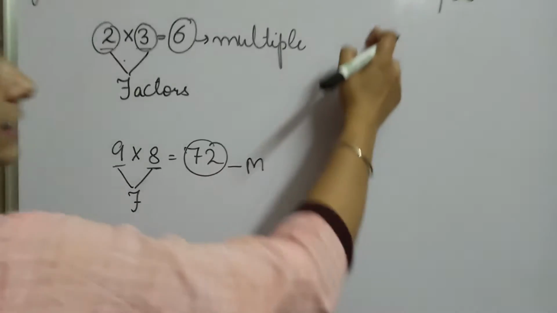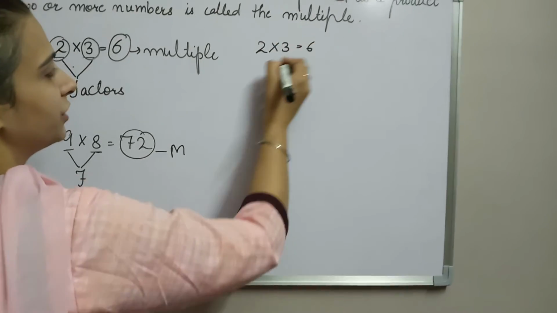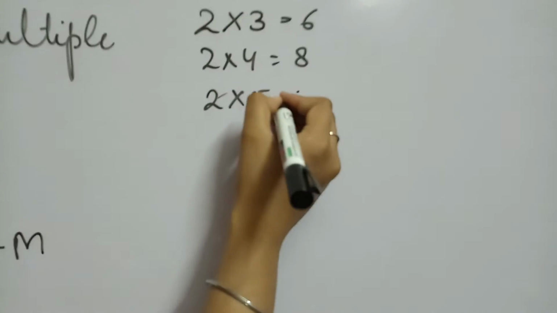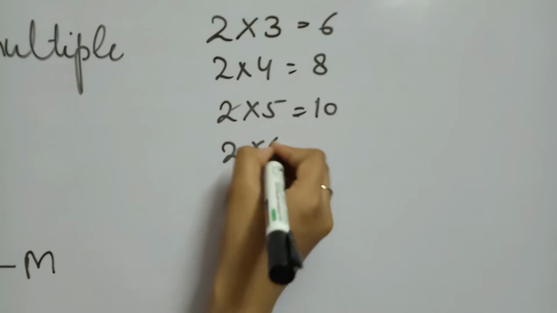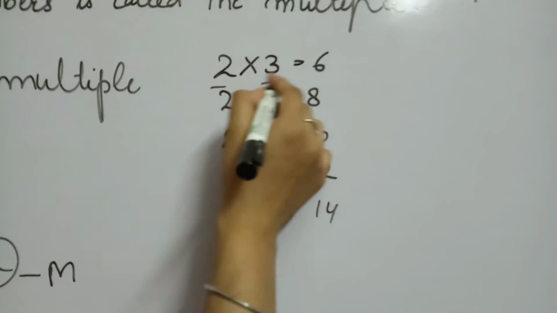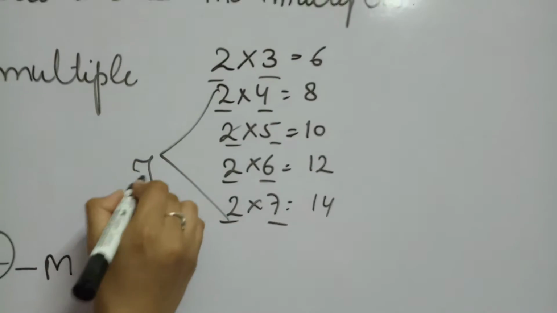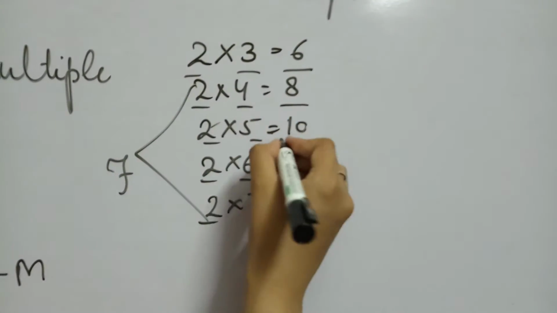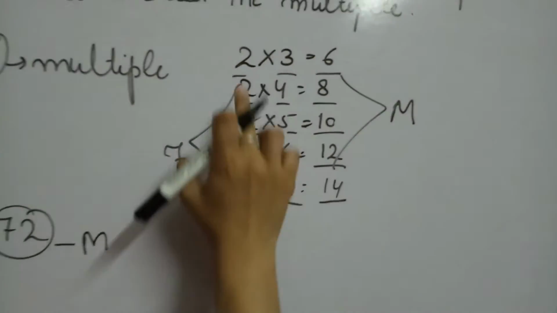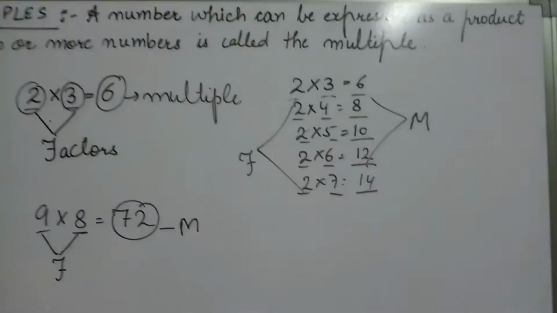So children, if I am writing down the table, suppose I am writing here the table of 2. 2 3s are 6, 2 4s are 8, 2 5s are 10, 2 6s are 12, 2 7s are 14. So children, these are your factors and the 6, 8, 10, 12, 14, these are your multiples. When we multiply two numbers, the product which we get is your multiple. Clear?